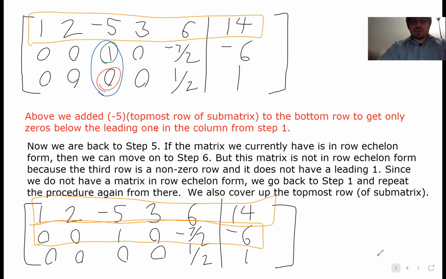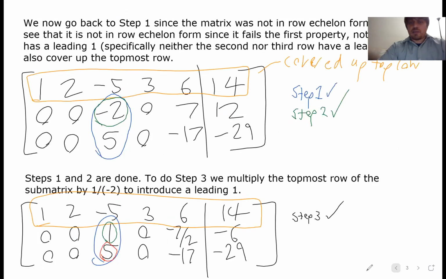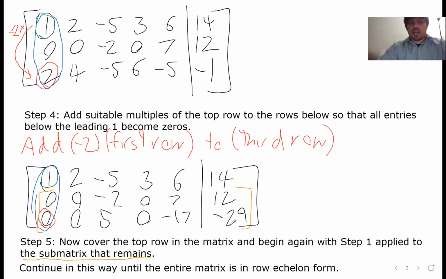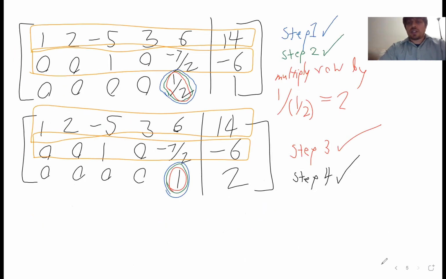So now we're done with the 4 steps again. So that means we move on to step 5. And so remember, step 5 is to cover the top row in the matrix and begin again with step 1 applied to the submatrix that remains. Continue in this way until the entire matrix is in row echelon form. So the question is, is the matrix in row echelon form? Hope so, because there's nowhere else to go. So let's see, is this entire matrix in row echelon form?